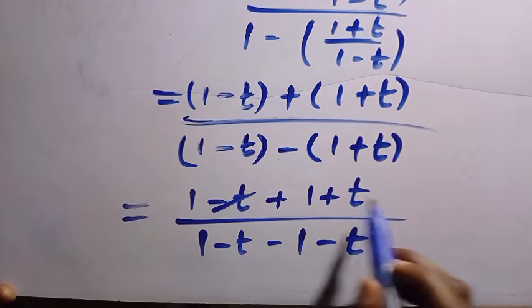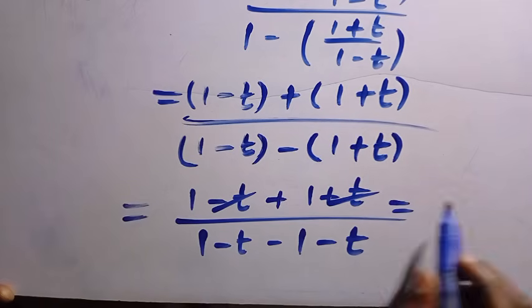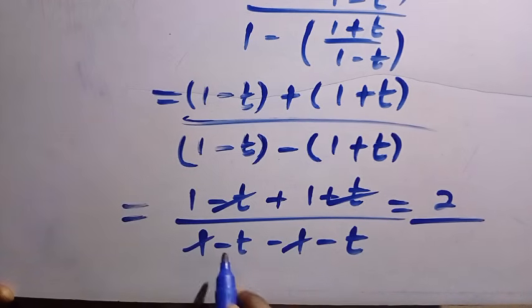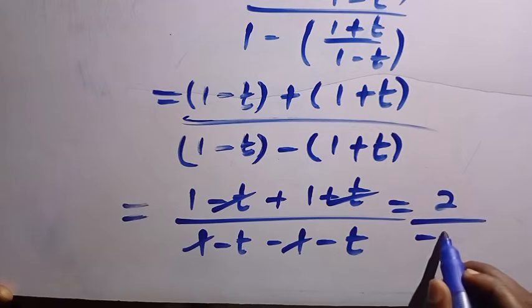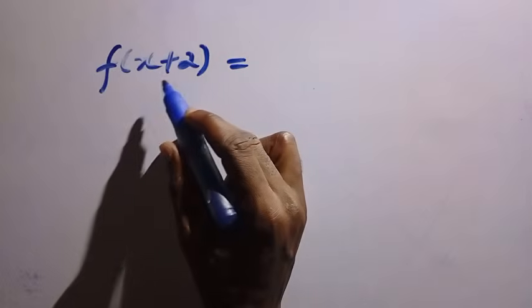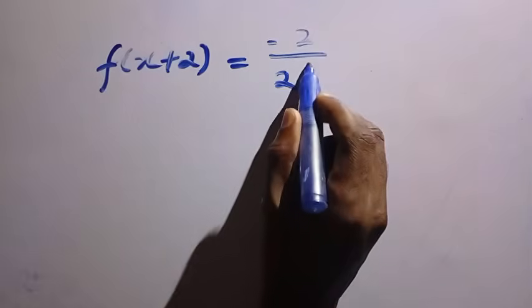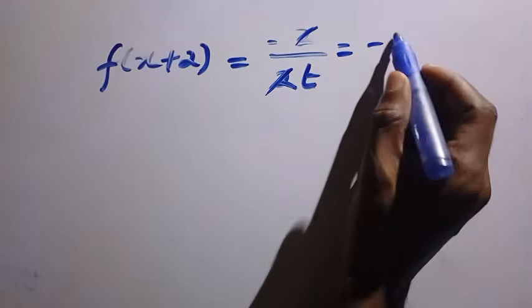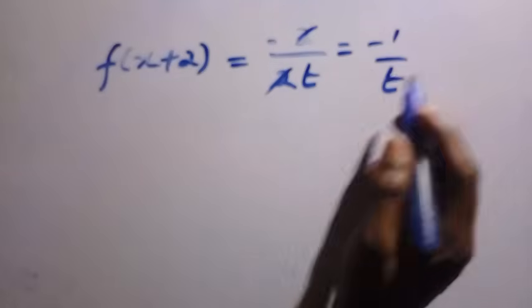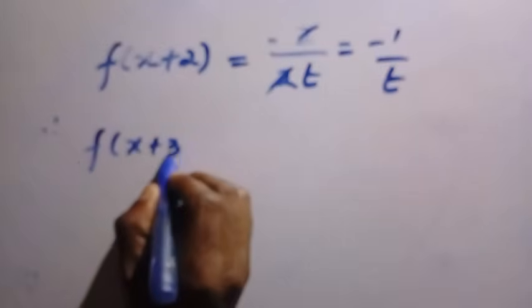If I cancel this and this, the resulting value gives us 1 plus 1, that is 2, divided by, here we have 1 cancel 1, then minus t minus t, which gives us minus 2t. Therefore f(x+2) is given as 2 divided by -2t, and when this cancels this, we have -1/t. This is for f(x+2). It does not converge to t. We have to continue.